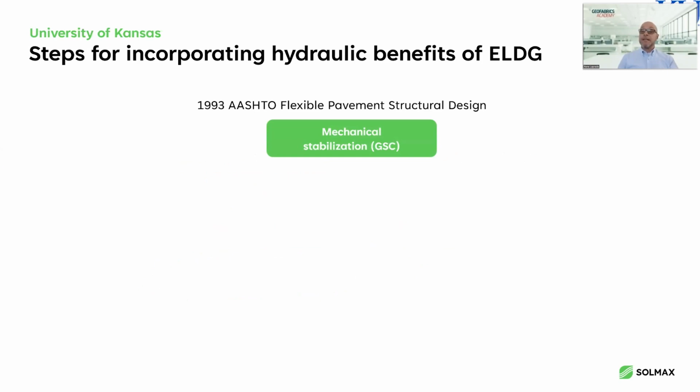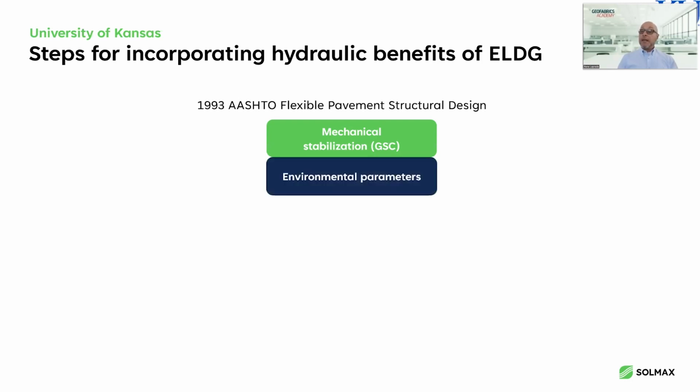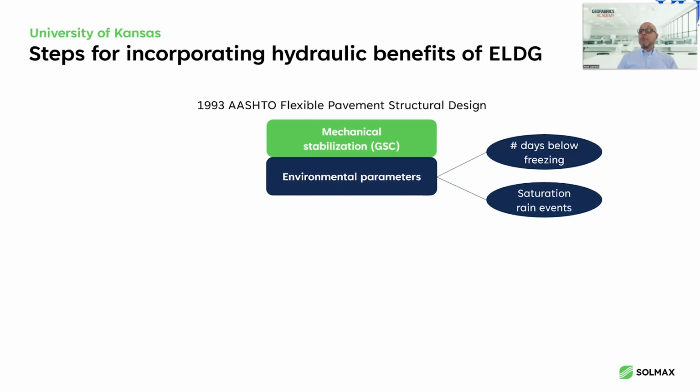So what they did is to incorporate these hydraulic benefits. The first thing they did is they said the LDG is a polypropylene-based material. It provides mechanical stabilization, number one. So that mechanical stabilization, we call that a geosynthetic structural coefficient. That's been in place for over 2 decades that we've been doing that. But from a hydraulic perspective, we look at 2 environmental parameters. We look at the number of days below freezing, because the system goes dormant at that point. Once you get 0 degrees, the water that could be in the fabric freezes, we're not removing it.